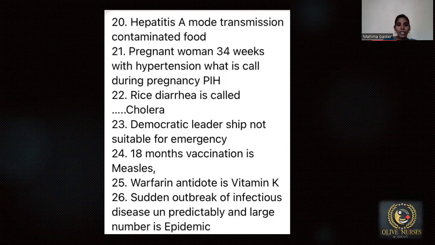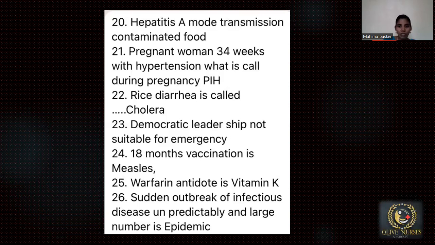So this democratic leadership will not be suitable for emergency, because if you just discuss everything and then give adrenaline, what will happen? There will be a lack of time, we will lose the patient. That is the matter. So only autocratic leadership is for the emergency situation, crisis situation, okay.